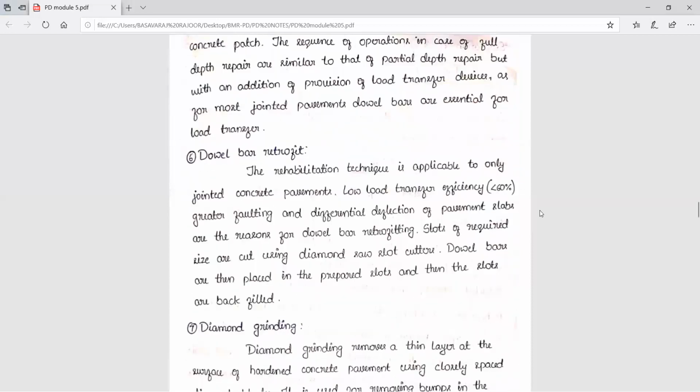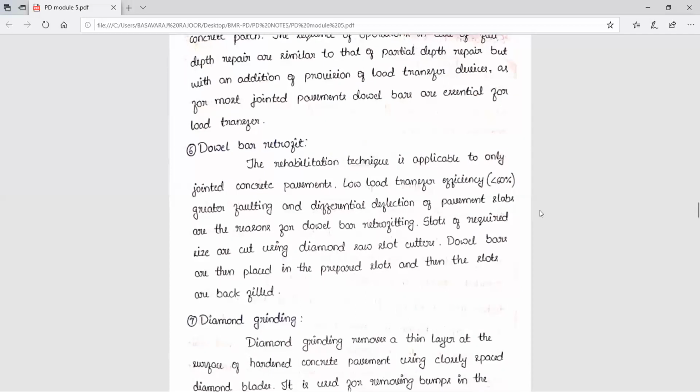Next one is dowel bar retrofit. This rehabilitation technique is applicable to only jointed concrete pavements. Low load transfer efficiency, that is less than 60%, greater faulting and differential deflection of pavement slab are the reasons for dowel bar retrofitting. Dowel bars are then placed in the prepared slots and then slots are backfilled.